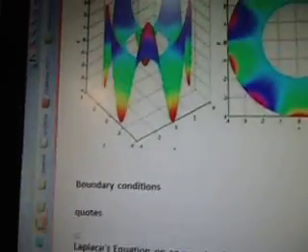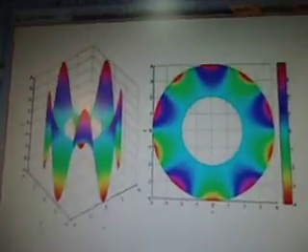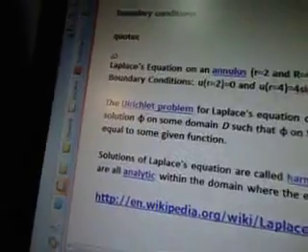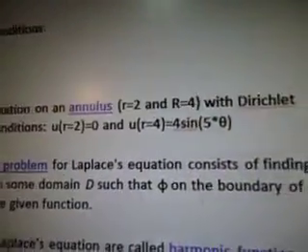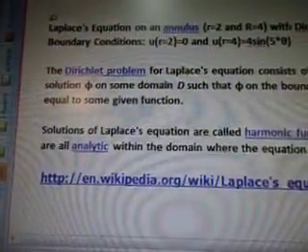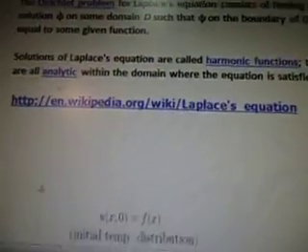Then we have boundary conditions. I got some graphs for you to look at. Aren't they pretty? I like the colors. Awesome. Okay, so quotes: Laplace equation on an annulus. You guys can look at all this stuff here. The Dirac problems mentioned, talking about solutions. Again, harmonic functions. That's another keyword. It keeps coming up.